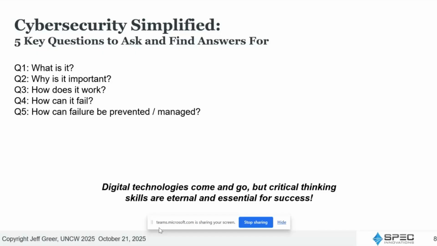So here's your quick degree program in cybersecurity. I like to teach students that digital technologies come and go, but critical thinking skills are eternal and essential for success. So here's the 5 key questions they need to know how to ask and find answers for. What is it? Why is it important? How does it work? How can it fail? And then how can failure be prevented or managed? So the it is your system of interest.